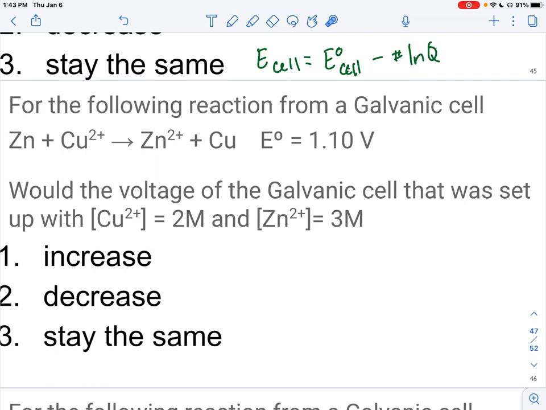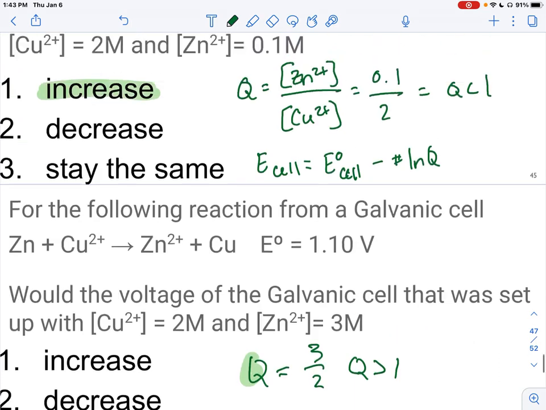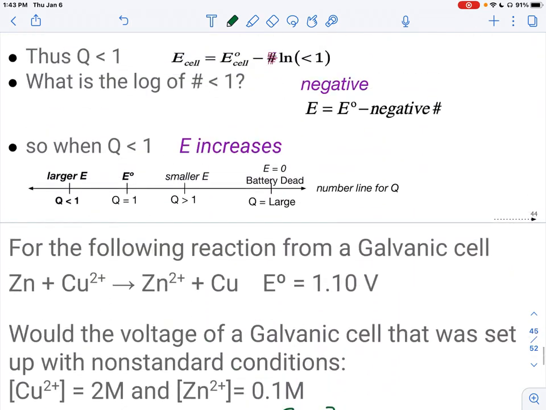So if we had Cu is 2 molar and zinc is 3 molar, what would happen? So we take another look at our Q. Our Q here would be 3 over 2, so Q is greater than 1. When Q is greater than 1, if we look at our number line here, we're closer to where the battery dies. So that means the voltage is lower.